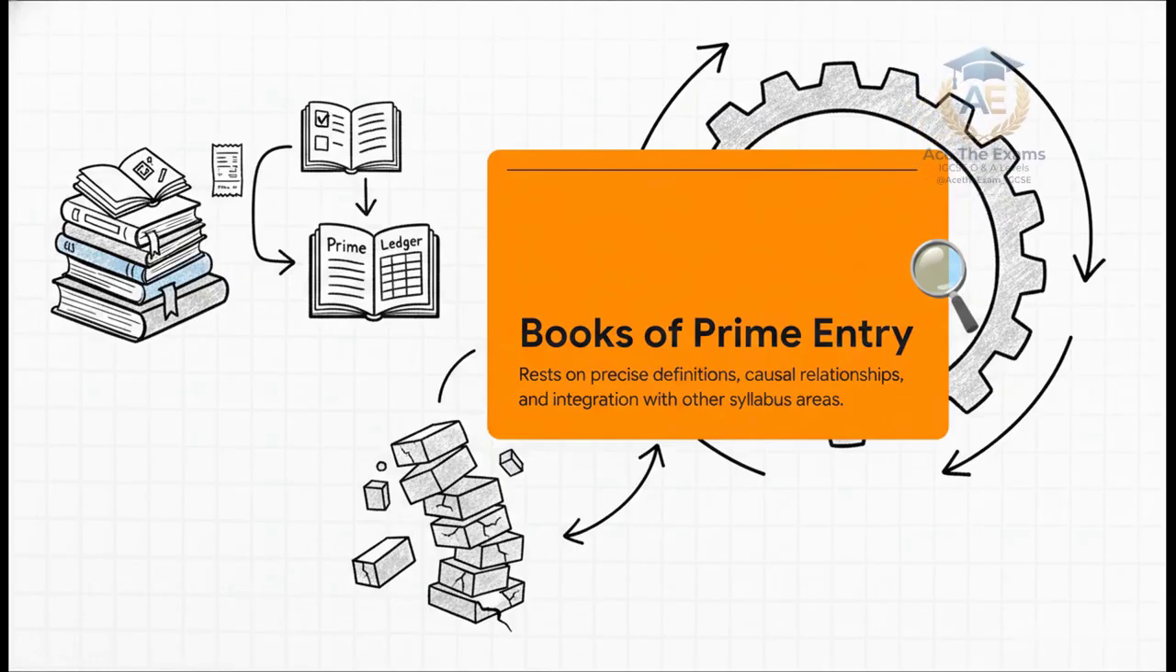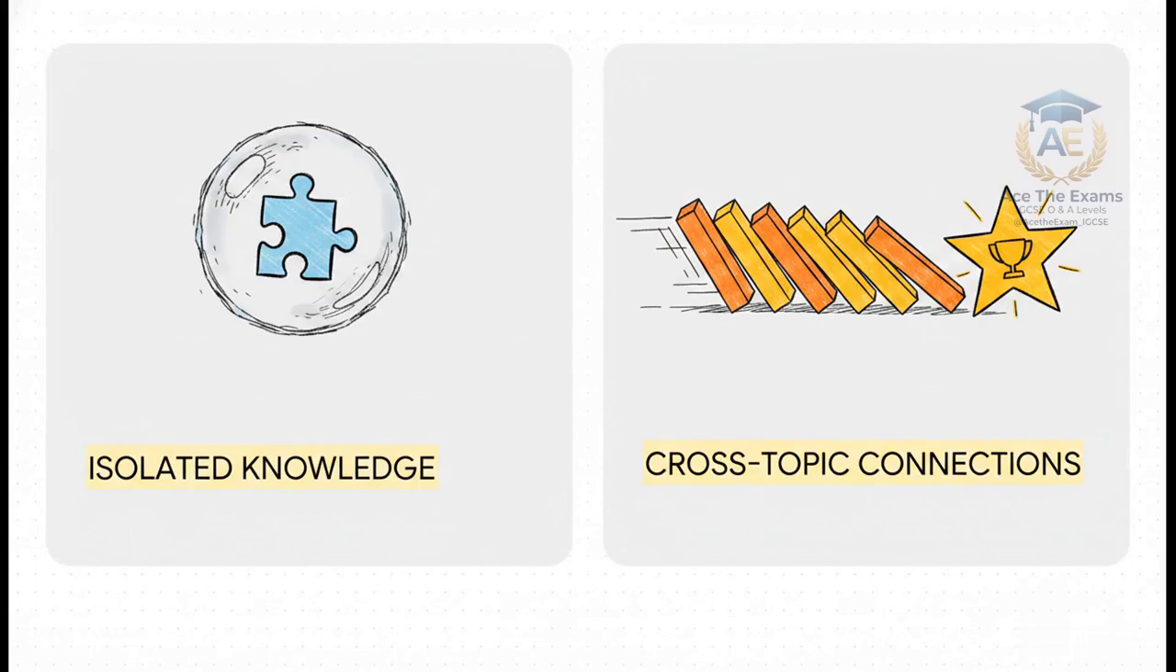But Sam chimes in and correctly points out, wait, no, we have to look at the cross-syllabus integration. We have to understand why the cash book acts as both a journal and a ledger. That's the level of systematic analysis you need. The crucial difference here lies between isolated knowledge and cross-topic connections. Let's listen in on Alex and Sam debating how to lay out an essay response on this very topic.